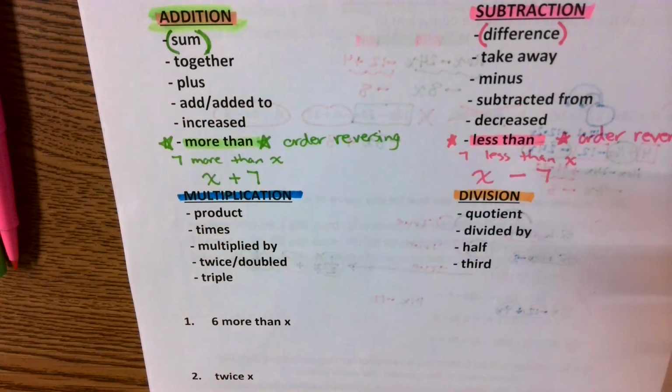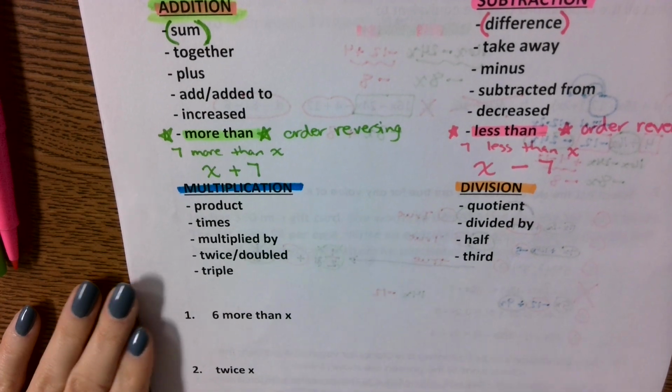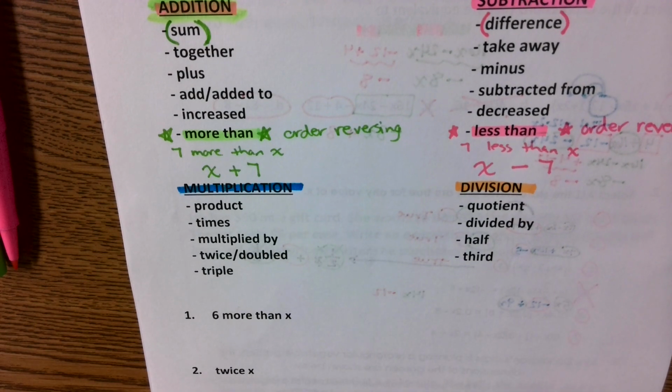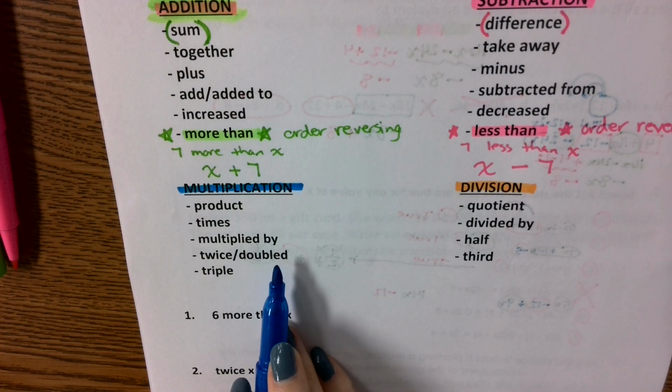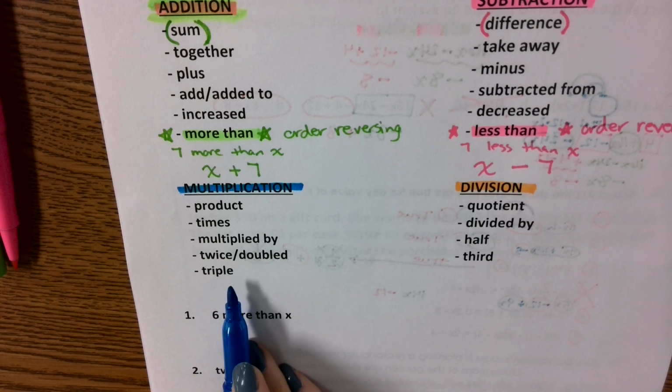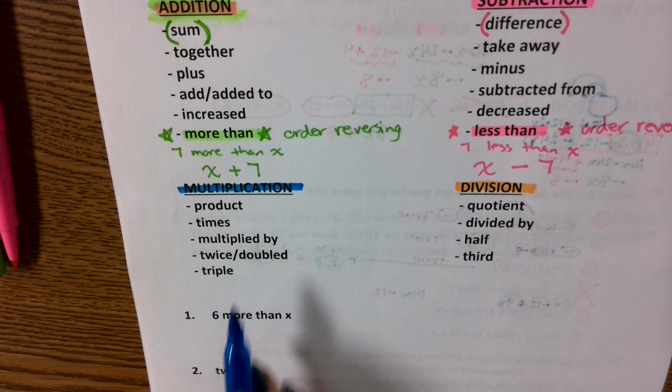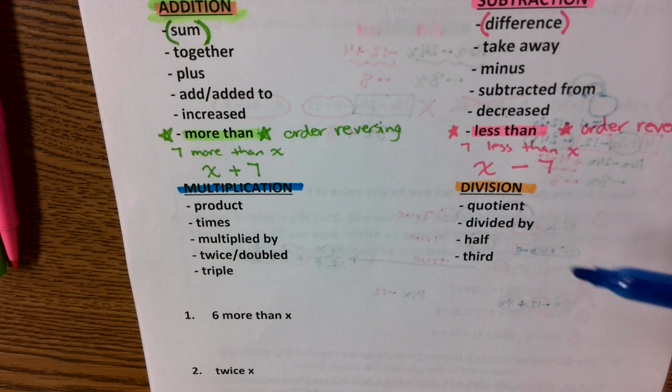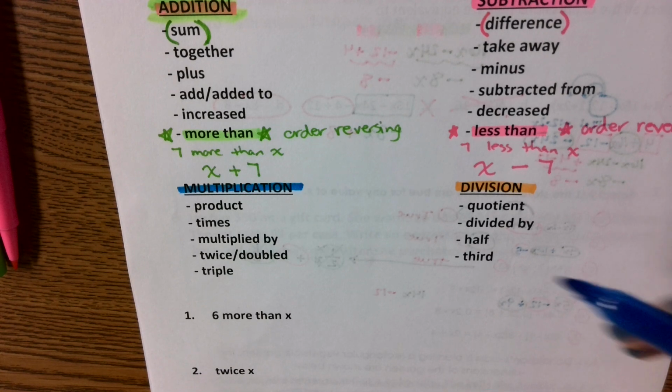Okay, then we have our product, times, multiplied by, twice, and doubled, tripled. Those are all our multiplication terms. Again, we already know that twice and doubled means that we're multiplying by what? 2. Okay, tripled means we're multiplying by 3. Okay, then you have your division terms. You got quotient, divided by, half of, which means you're just dividing by 2. Third of means you're dividing by 3, and so on and so forth.